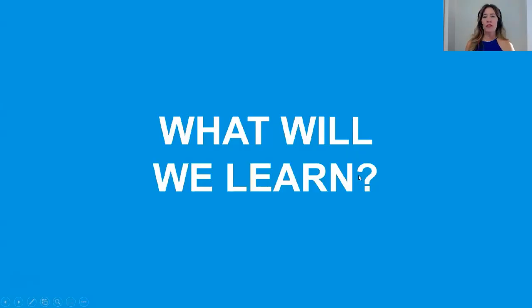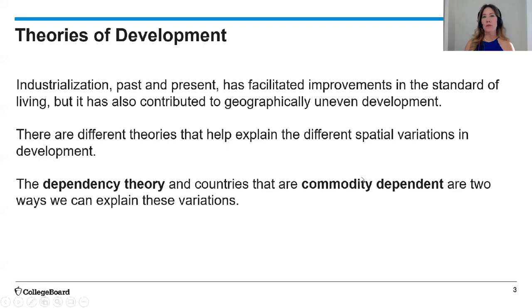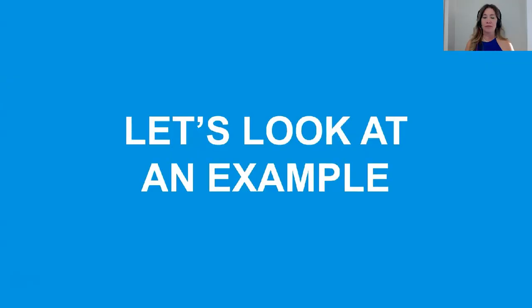So what are some of the things that we're going to learn? Well, as we've talked about in the past, industrialization, past and present, has facilitated some improvements in the standard of living, but it's also contributed to geographically uneven development. And we know that there's different ways to explain these spatial variations in development. We've looked at Rostow's theory, we've looked at Wallerstein's core periphery theory, and today we'll look at the dependency theory and how countries that are commodity dependent are two other ways that we can explain these variations.